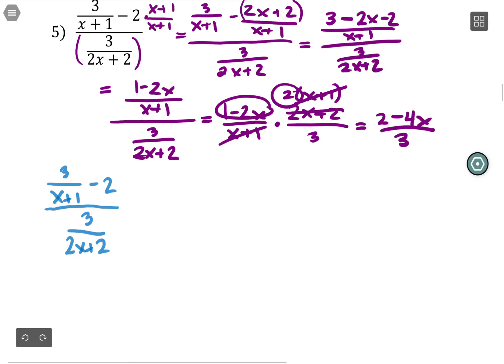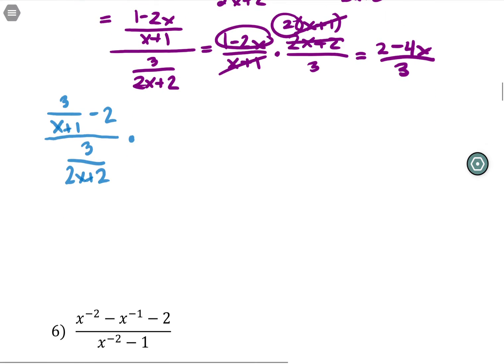Okay, so method number 2 says go back to where you started, and instead of building up fractions with common denominators to do the subtraction in the top, we're going to just try and clear all the fractions out first thing. So we'll need an LCD, which means we need to remember that 2x plus 2 is the same as 2 times x plus 1. So our LCD will need an x plus 1.